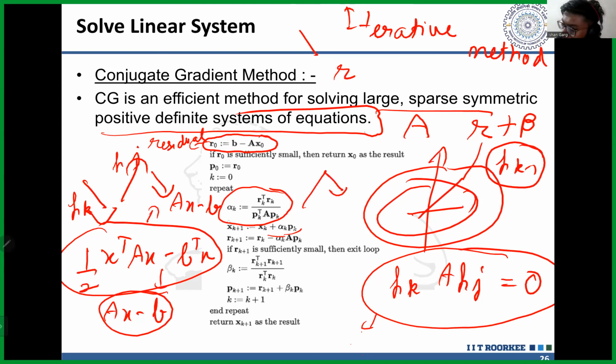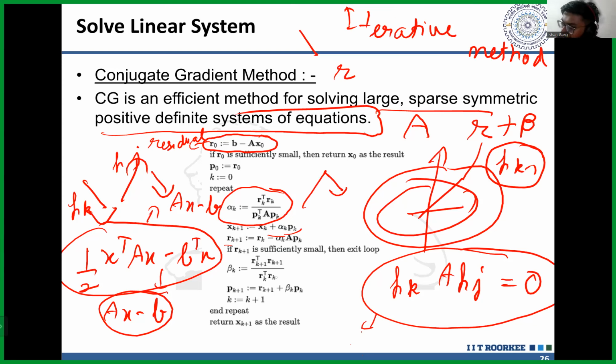So we are defining alpha as R transpose R upon P transpose AP. And then we are updating R as R_k minus alpha_k A P_k. So if our residual becomes less than a certain threshold, we can say that our system has converged and we can exit the loop and get the solution.